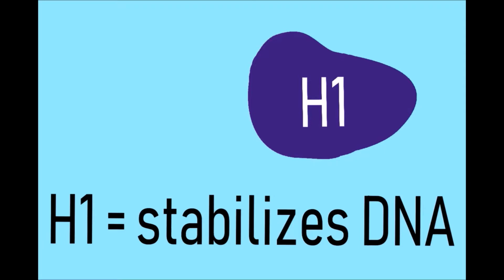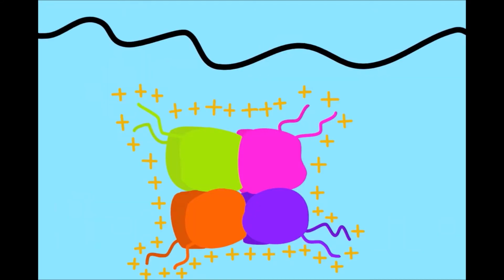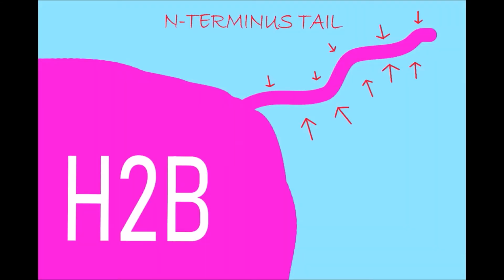But most of the fun epigenetic stuff happens to the core histones, so we'll be referring to them for the rest of the video. These histone proteins are positively charged, and DNA is negatively charged. This causes an electrostatic attraction between the two, which is why DNA can wrap so tightly around histones. Each of these histone proteins has a little tail that sticks out called an N-terminus tail. These are the areas where the histone modifications typically occur.